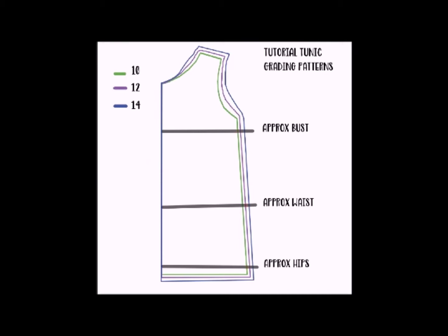Okay, so I am a size 10 in my bust, so I'm going to put a little dot here after I print out my pattern piece and assemble it. And I am a size 14 in my waist, so I'm going to put a little dot here. Size 14 is the blue. And then I go back down to a 12 in my hips, so I'm going to put a little dot there.